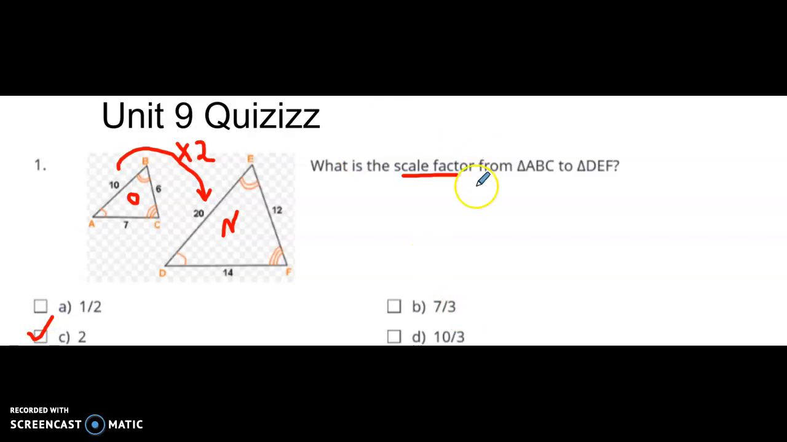Now the other way we could check, we could say constant of proportionality, or K, equals new over original, or new over old. Our new is 12. Our old is 6. 12 divided by 6. Again, we get the same answer of 2. And if we checked it with our other side lengths, it would work as well. New divided by old, 14 divided by 7 is 2, or 20 divided by 10 is 2.